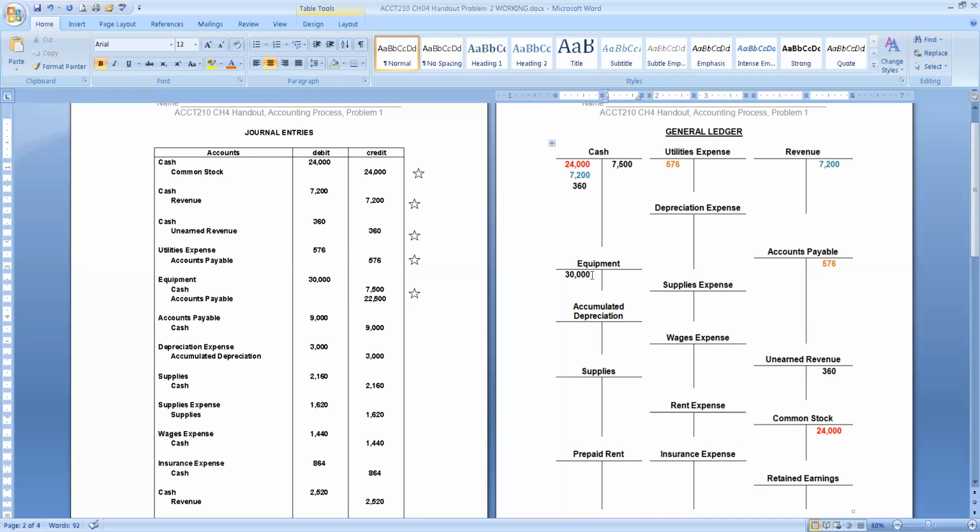Let's make that a color. I'll make it green. And we have accounts payable for 22,500. You can kind of see what we're doing here. We're getting all the cash ones sorted out, the accounts payable ones sorted out, and all that kind of stuff. So we're getting them all in their accounts so we can actually see how much is in those accounts.